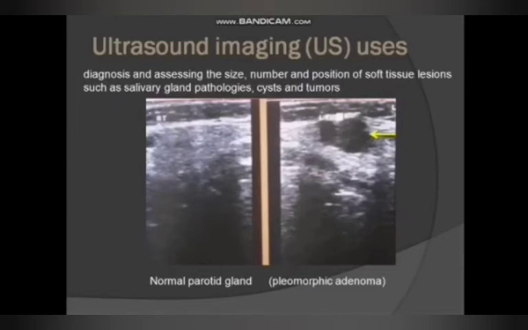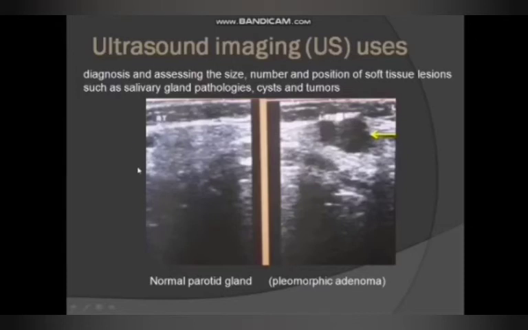Ultrasound imaging uses. Before we start to talk about the uses of ultrasound, we must know that the echoes of a sonographic image are termed hypoechoic, which gives a dark color, hyperechoic, which gives a bright color, and isoechoic, which gives a gray color. Now let's talk about the most common use of ultrasound imaging, which is in diagnosing and assessing the size, number, and position of soft tissue lesions, such as salivary gland pathology, cysts, and tumors.